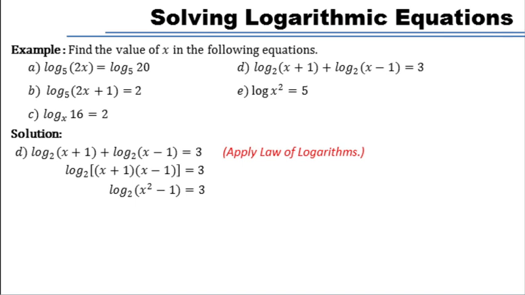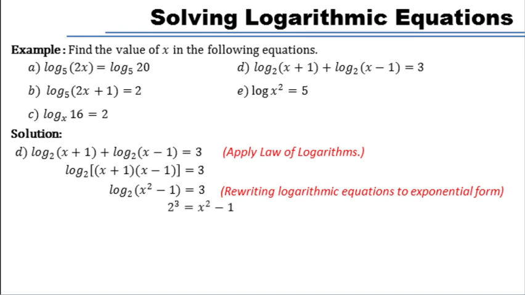So, bakit naging x squared minus 1? x times x is x squared. Positive 1 times x. Then, negative 1 times x and negative 1 times positive 1. So, yung answer natin, logarithm base 2 of x squared minus 1 is equal to 3. Then, we write it into exponential form. So, 2 raised to 3 is equal to x squared minus 1.